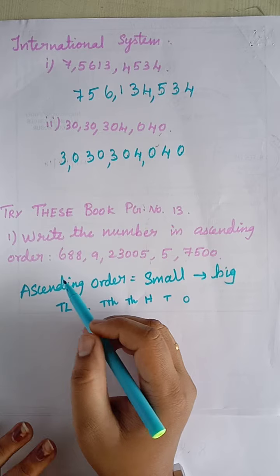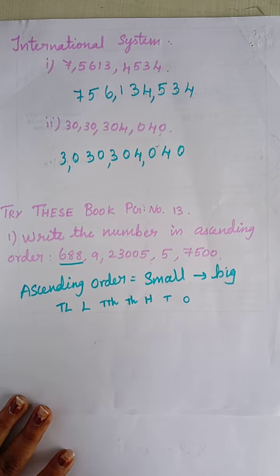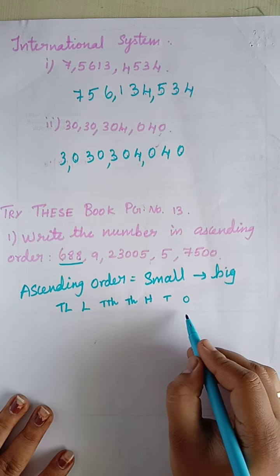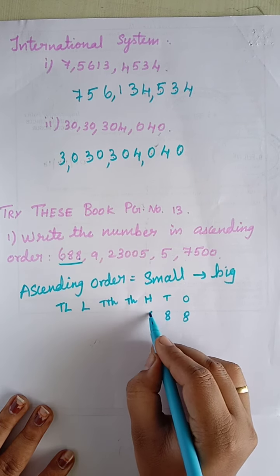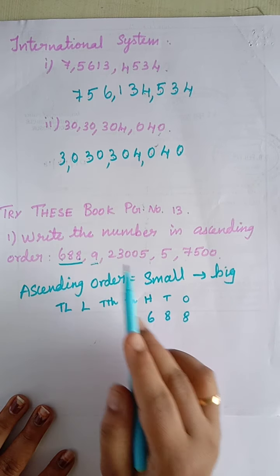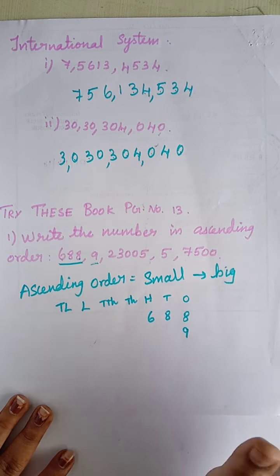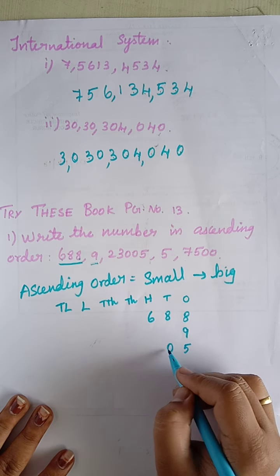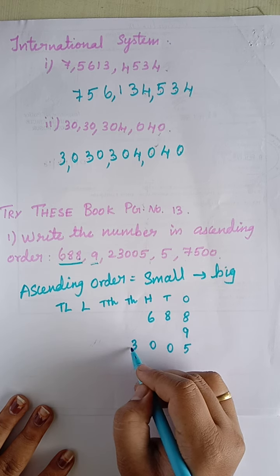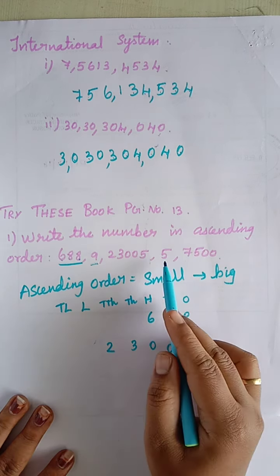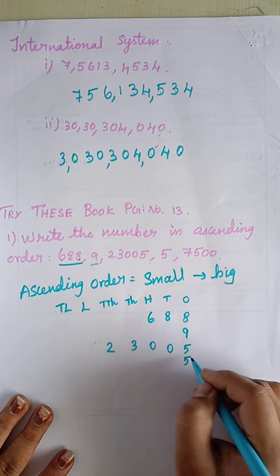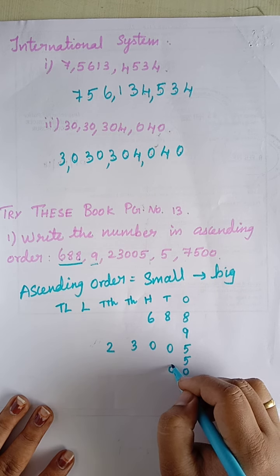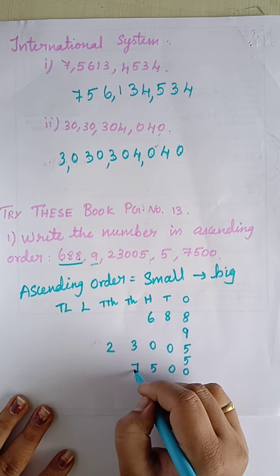Okay. Now what have they given first? First see, they have given 3 digits, so 8, 8, 6. From this side we have to start. So 8, 8, 6. Okay. Next it is 9, just 9. Stop. Next from here we have to start: 5, 0, 0, 3, 2. Okay. Next simply 5. Next from here we are going to start: 0, 0, 5, 7.